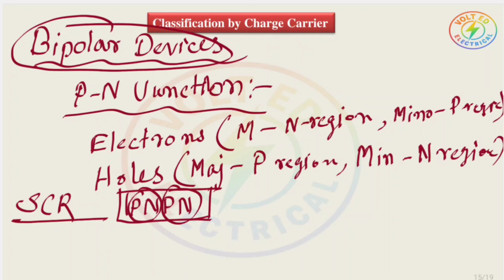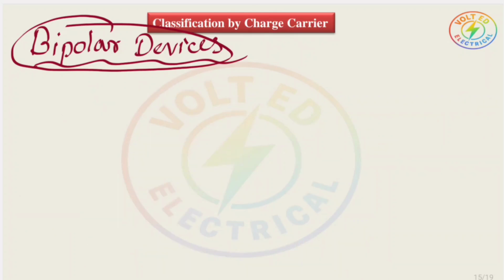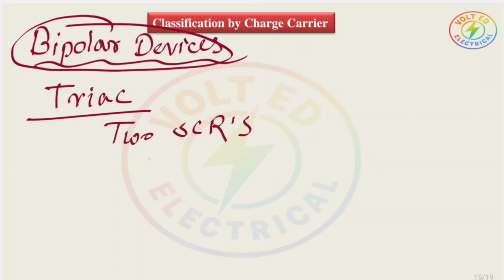Now in the conduction process of the SCR also, both electrons and holes participate. So that's why SCR is also called a bipolar device. So next is TRIAC. The TRIAC is the combination of two SCRs. As it is the combination of two SCRs connected in antiparallel in a single structure, it can conduct current in both directions. But in the conduction process, both electrons and holes take part. So that's why this device is also called a bipolar device.